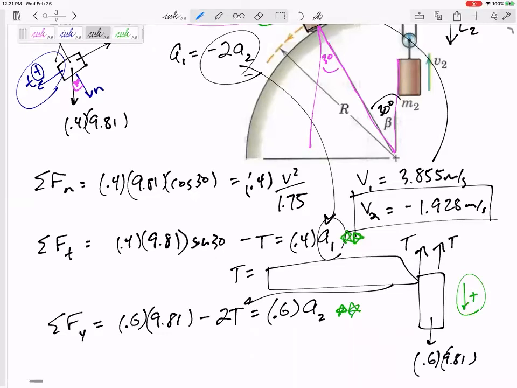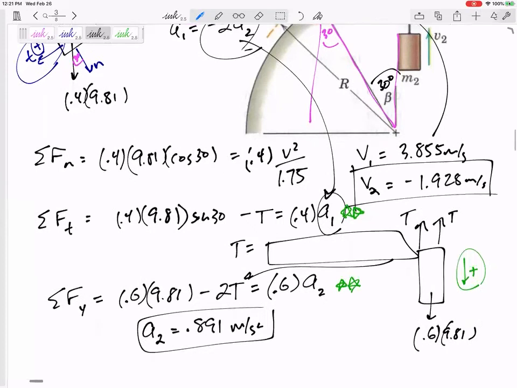All right, this is what I've got. A2, 0.891 meters per second squared. Give me the right units on all your answers. And the tension, 2.68. Tension is 2.68 newtons.